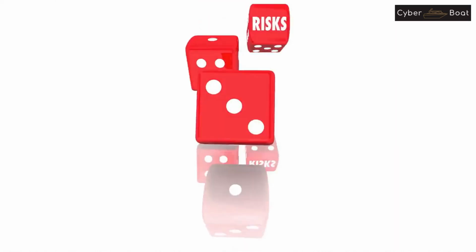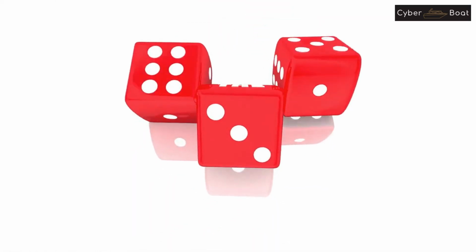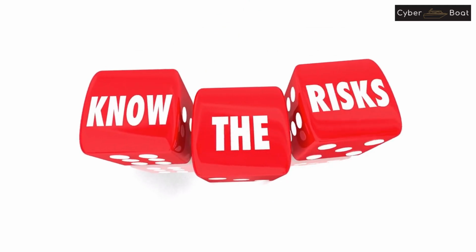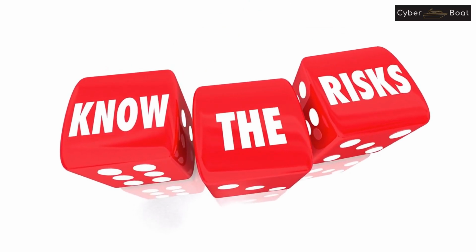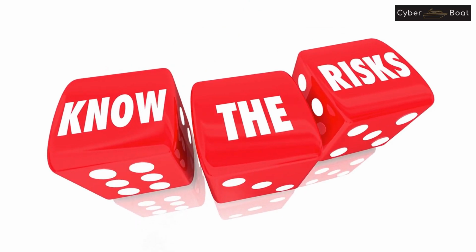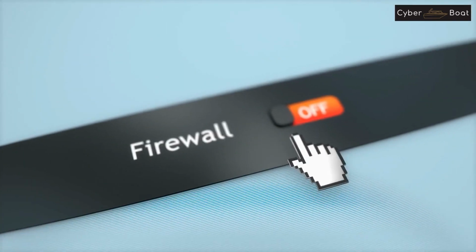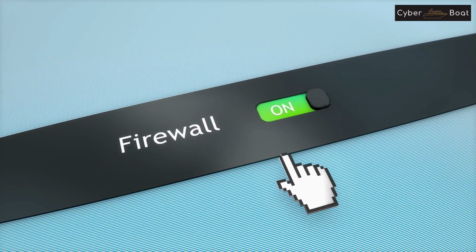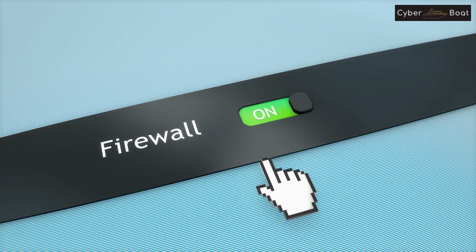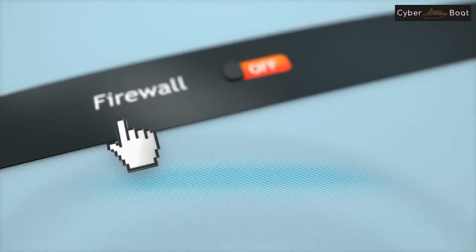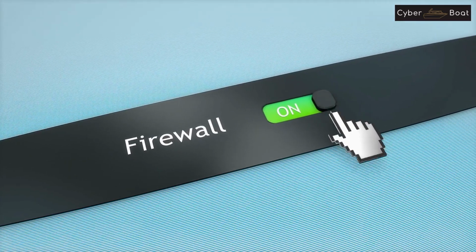A key aspect of this control is identifying and assessing potential cybersecurity risks to the organization, and implementing appropriate measures to mitigate those risks. This can include implementing technical controls such as firewalls and intrusion detection systems, as well as developing policies and procedures for managing and protecting sensitive information.